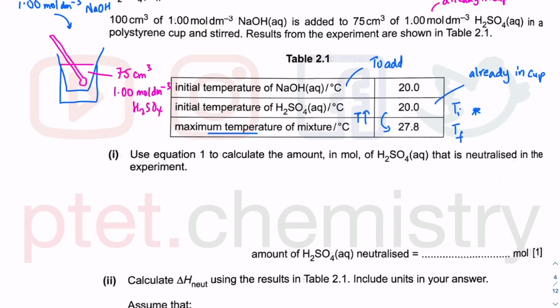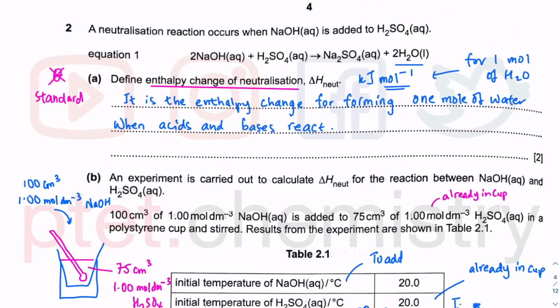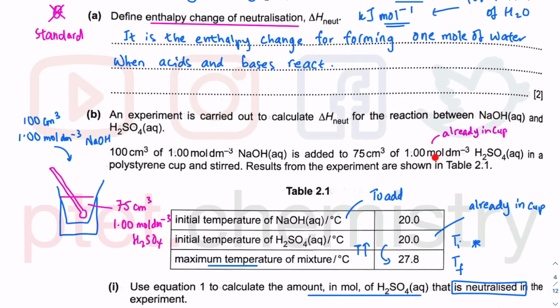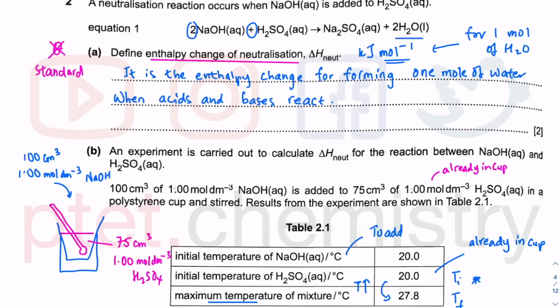So now use equation 1 to calculate the amount in mole of sulfuric acid that is neutralized in the experiment. If we look at the mole ratio, we can see that 2 mole of NaOH reacted with 1 mole of sulfuric acid. So given that we started from the same concentration, we should expect that the volume of NaOH would be double the volume of H2SO4. So 75 cm cube of sulfuric acid should require 150 cm cube of NaOH.